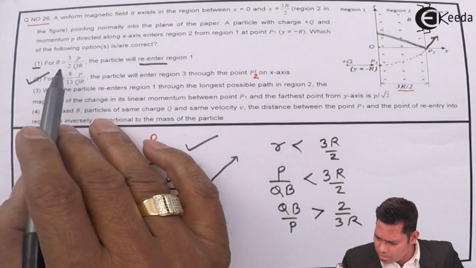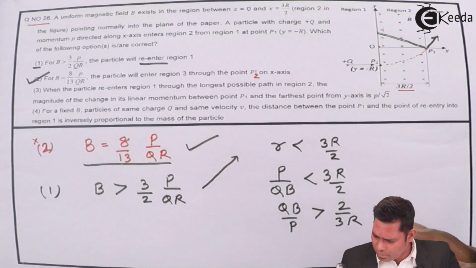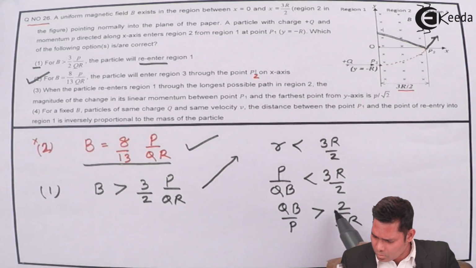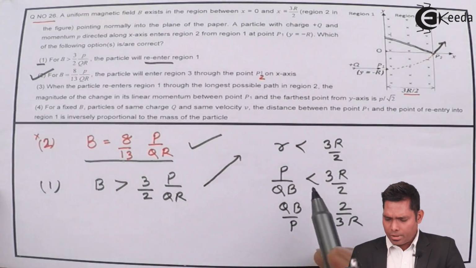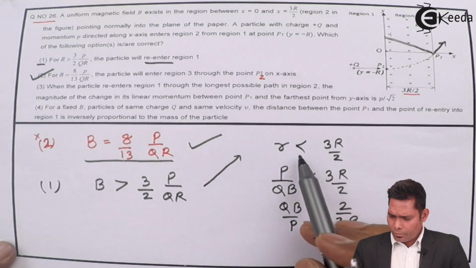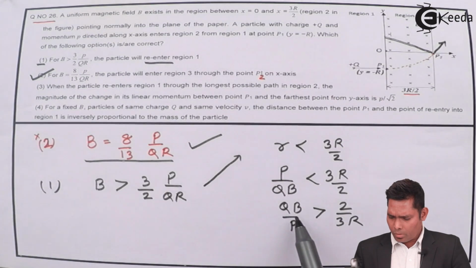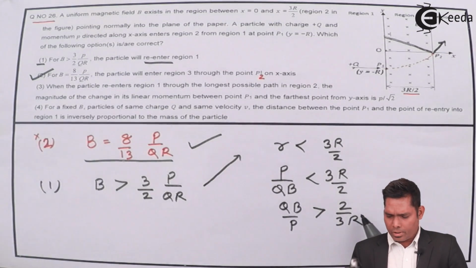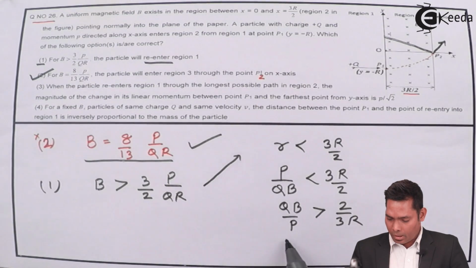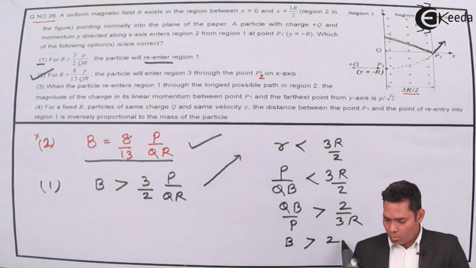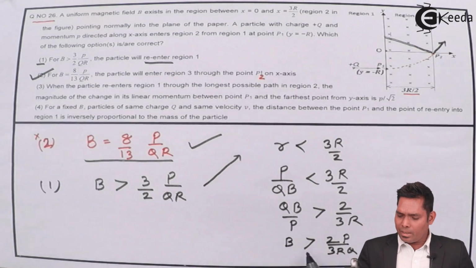So it is 3 by 2. If I reverse it, then it should be greater than 3r by 2. So this part is clear that if this is less than this, then this will be less than this, and QB upon P will be greater than this, and from here the B value is greater than 2P by 3RQ.